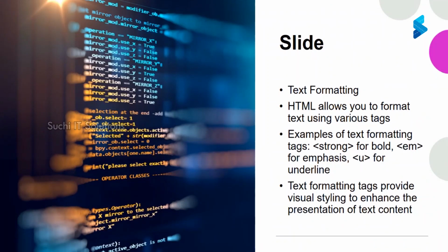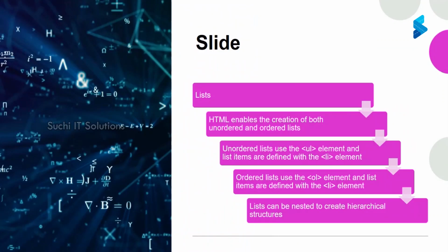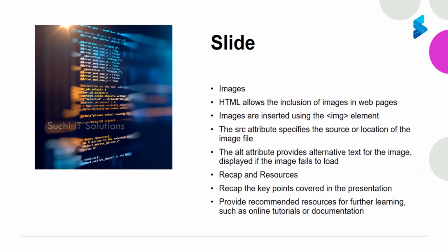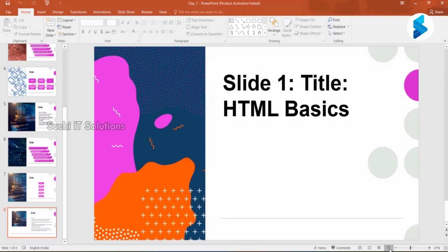Text formatting: how do we format text in HTML? What HTML tags are useful for text formatting? We will discuss these things. After that, lists, lists within lists, and list items, and how we define them. And how we define hyperlinks and how we provide image links. Totally, these are the things we are going to concentrate on in day one.